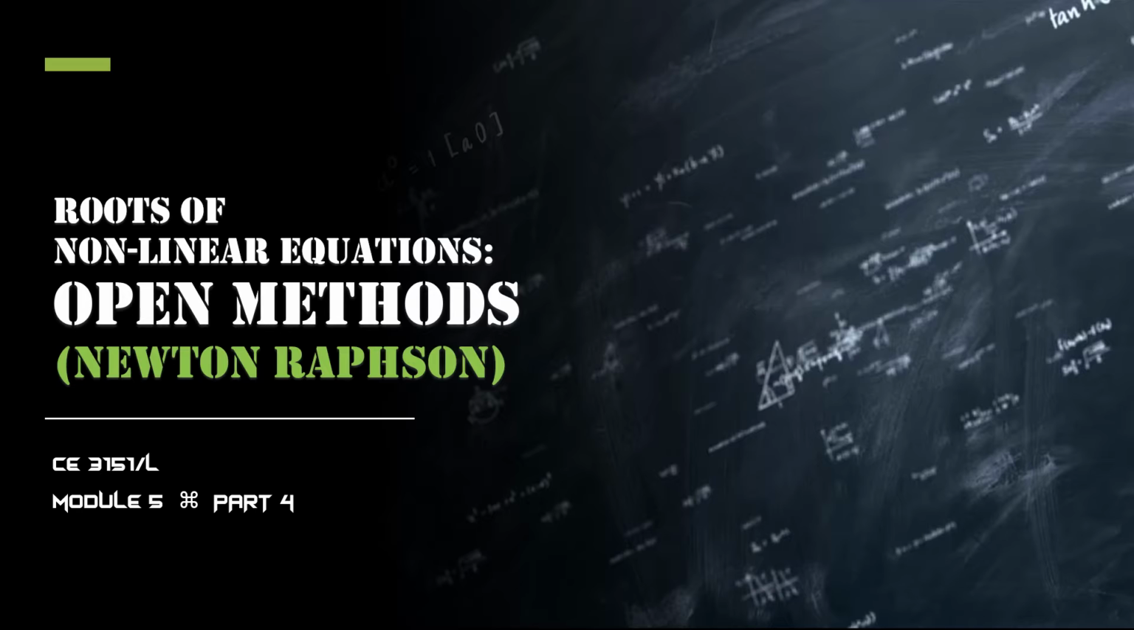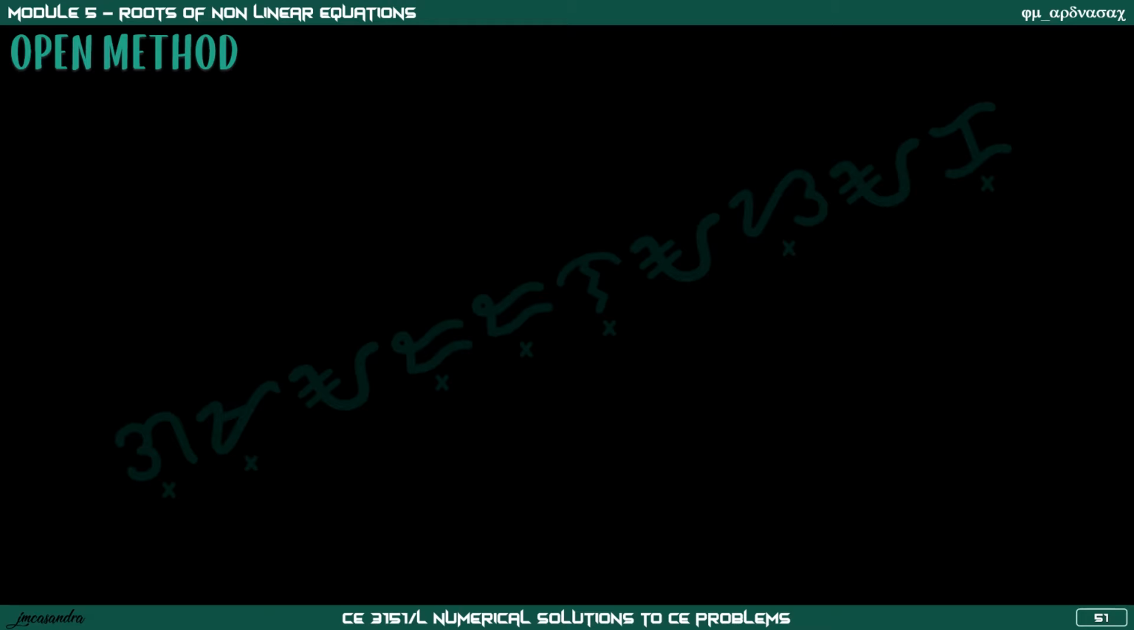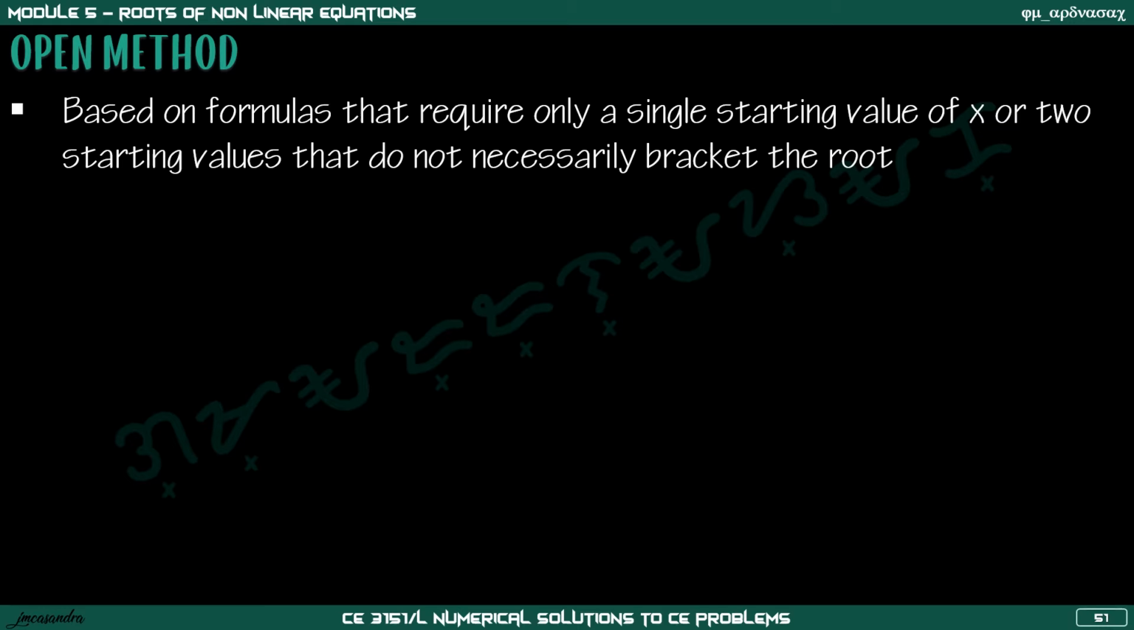So in this lecture, we're going to discuss another method in solving the roots of nonlinear equations, which is the open method. For the open method, this is a method in which we base our solution on formulas that would require a single starting value of our unknown x, unlike the previous methods, which are the bracketing methods, which would require two starting values. But the difference is that it does not necessarily have to be a bracket of the root. So we could start at any value here.